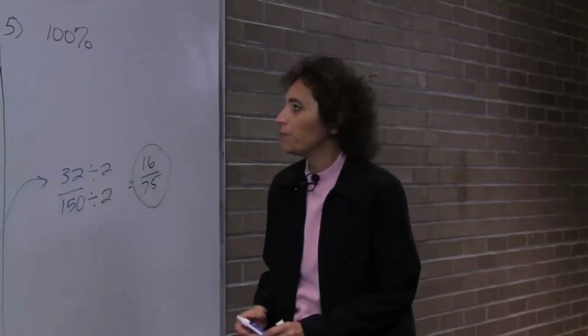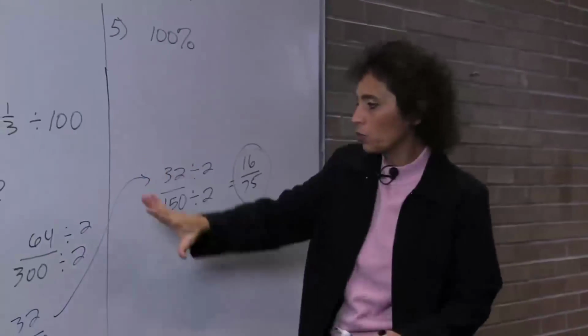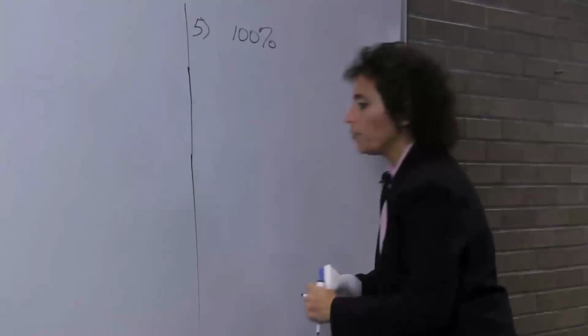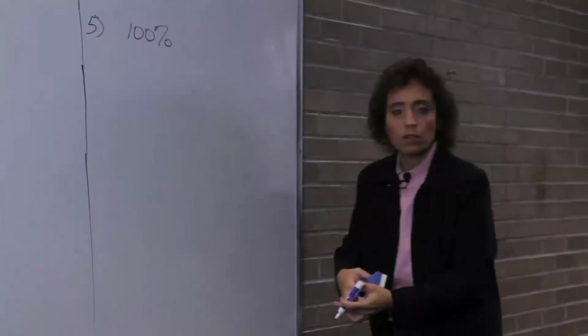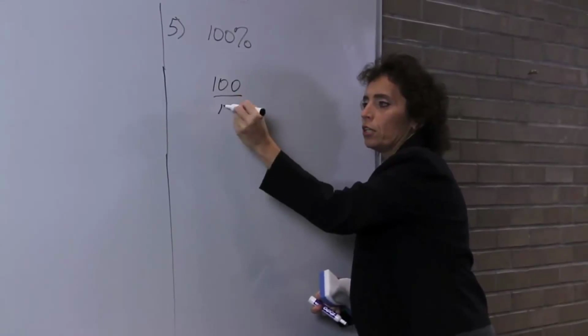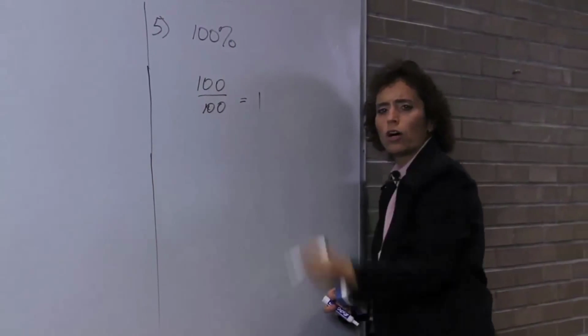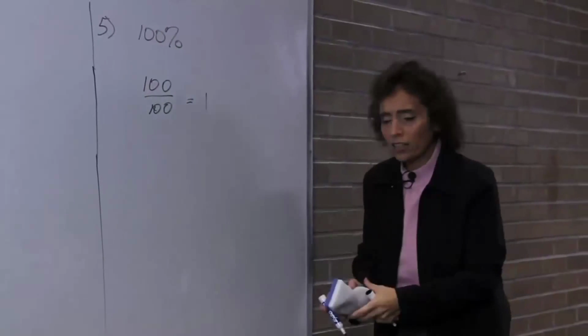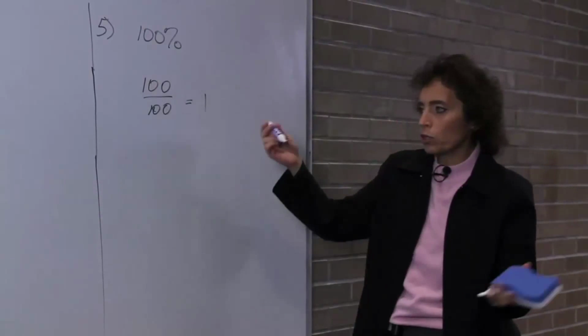Oh. Okay, let's do 100%. I'm going to take this off the board. I'm going to give you an easy one here, 100%. Well, we're going to want it as a fraction. 100% means 100 over 100. Guess what? 1. As a decimal or a fraction, it is 1, okay, because that's what it reduces to.